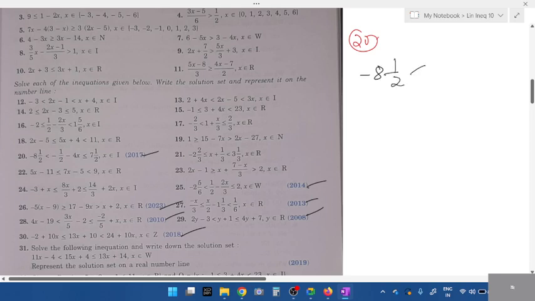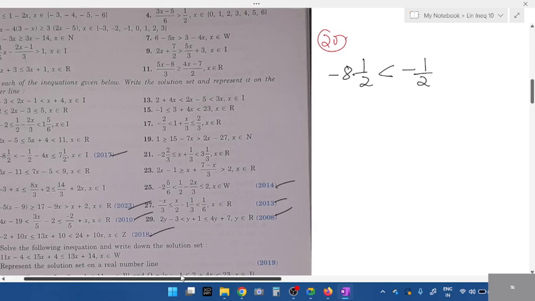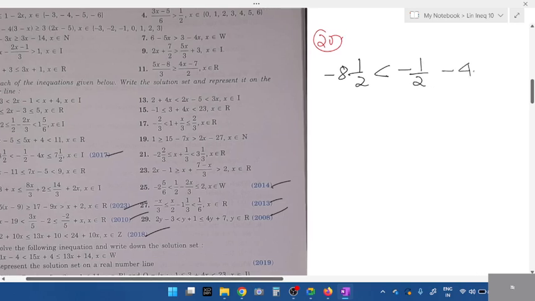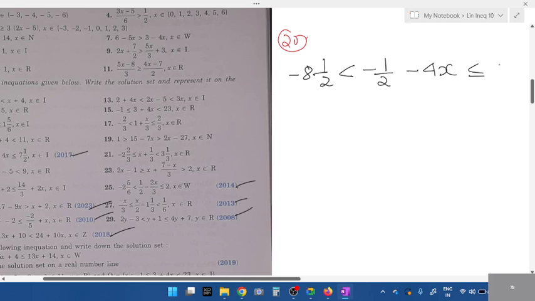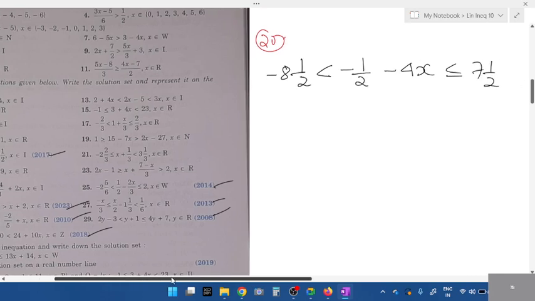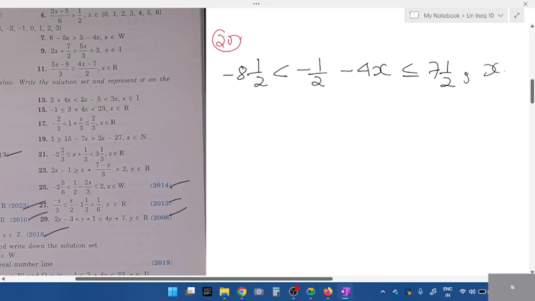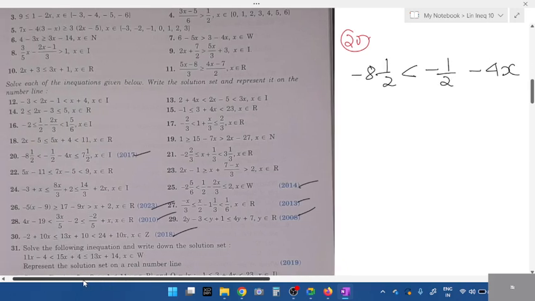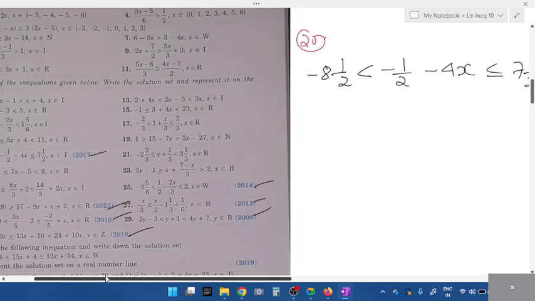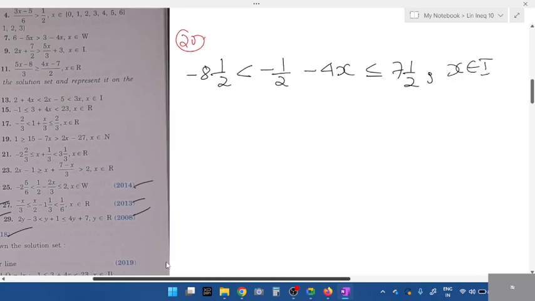Minus 8 1 by 2 less than minus 1 by 2 minus 4x less than or equal to 7 1 by 2. I'll write the question. Minus 4x less than or equal to 7 1 by 2, x belongs to I. Just a minute. Minus 8 1 by 2 less than minus 1 by 2 minus 4x less than or equal to 7 1 by 2, x belongs to I.